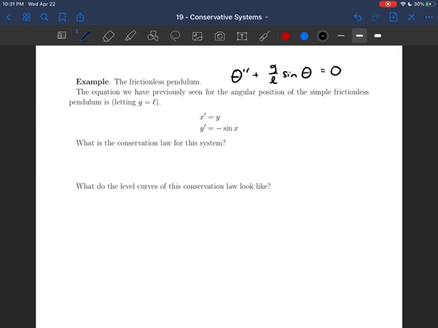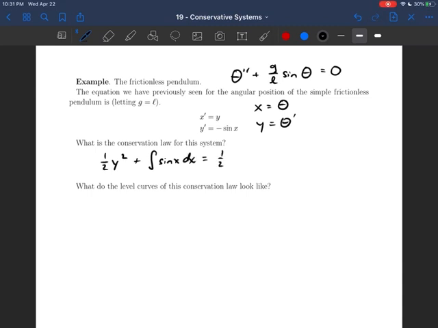Let's go back to our example of the frictionless pendulum. Remember we had an equation for the frictionless pendulum. It said that theta double prime plus g over L sine theta is equal to 0. So this has the right form if we just change our variable names. x is the angular position, theta, y is the angular velocity, theta prime. If we do that, we get the system x prime equals y, and y prime equals minus sine x.